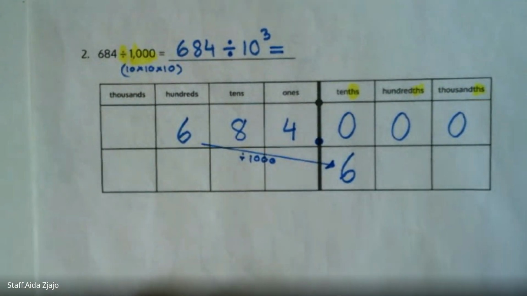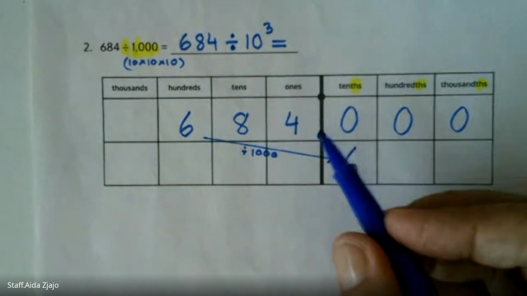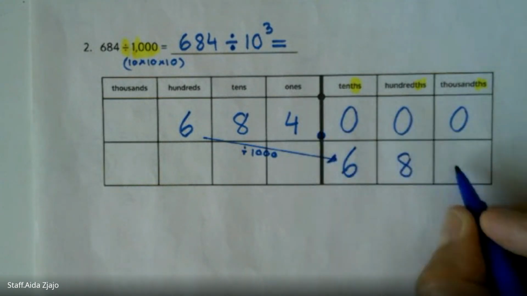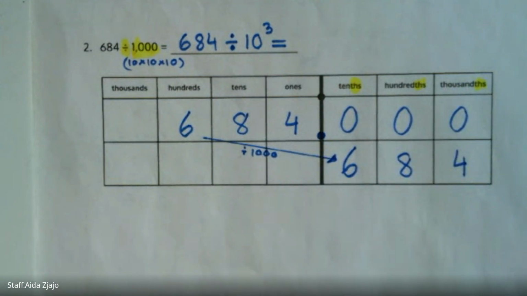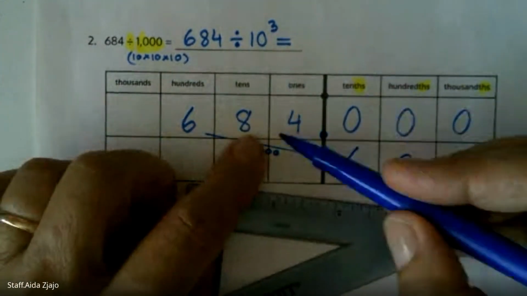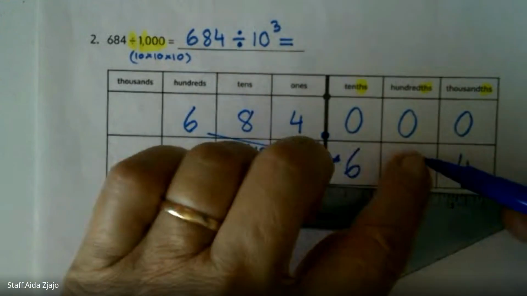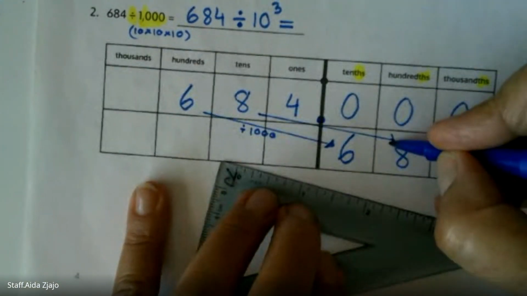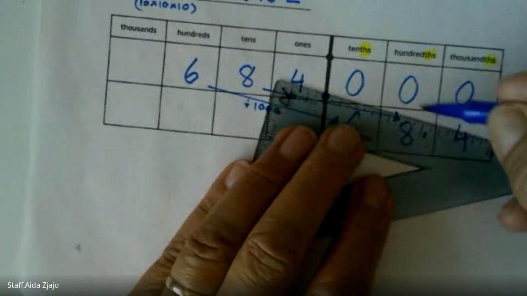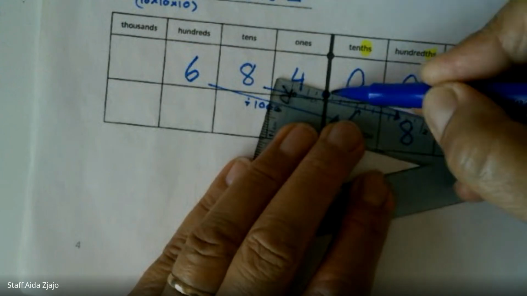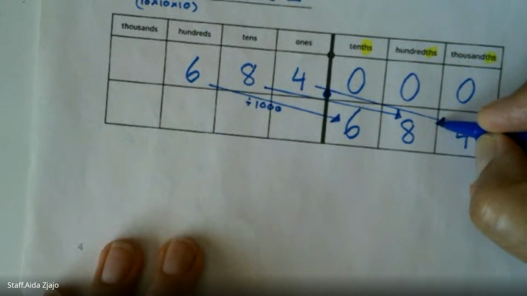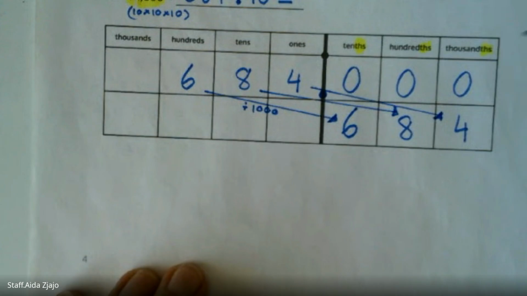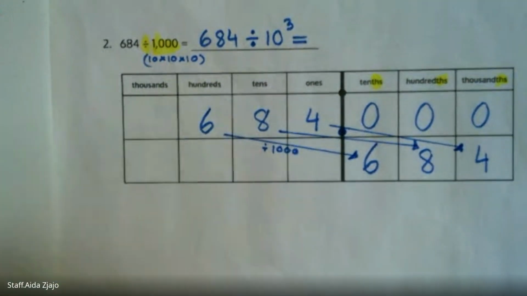Next, it's the same thing. 8 will stay here and the 4 is going to be right here. So if you look at this, here's the 8: once, twice, 3 times. And then the 4 is also going to go from there to here. So it will move 3 place values. 1, 2, 3.